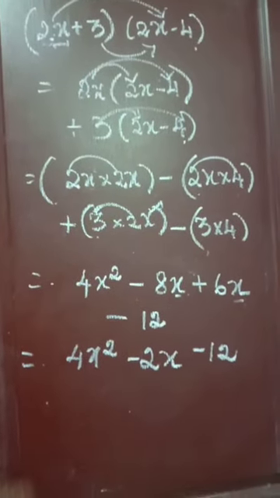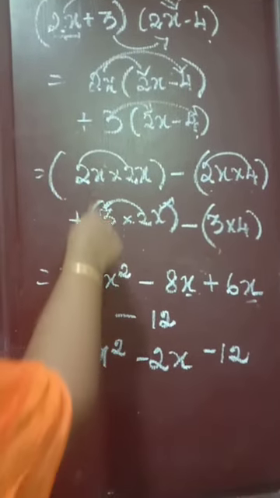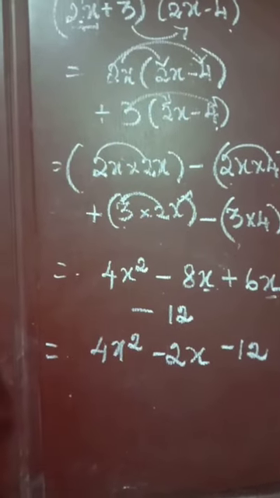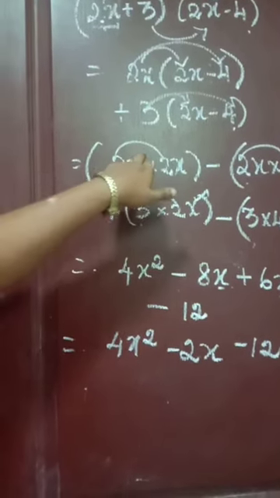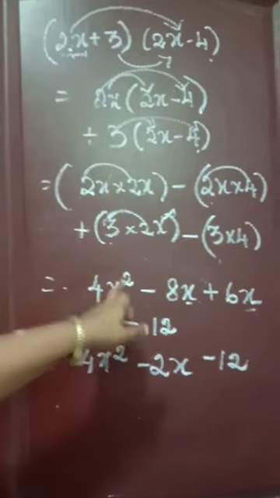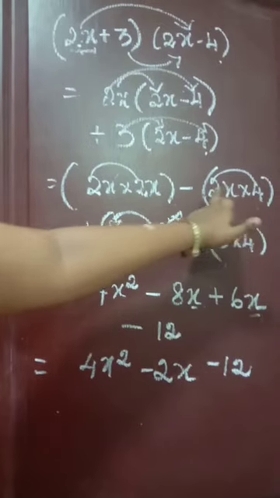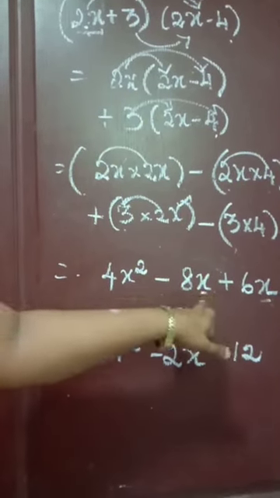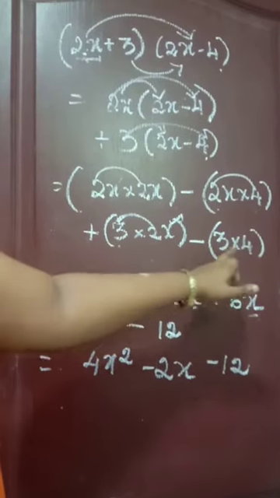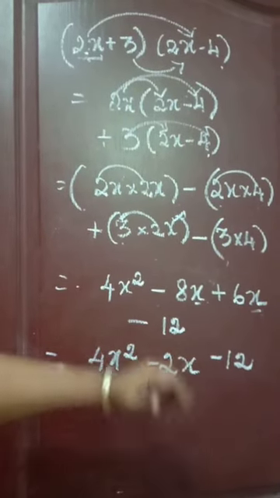Next, 2 2s are 4. X into x means we have to add the power. Nothing is given means it is understood to be 1. So 1 plus 1 is equal to 2. Next, multiply 4 2s are 8, 8x. Next, 3 2s are 6, 6x. Last one, 3 4s are 12, so 12.